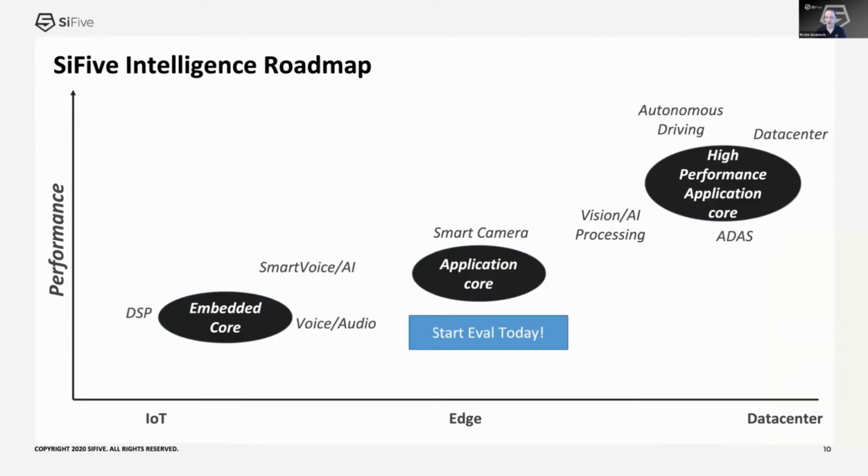So we're developing a whole line of vector intelligence cores. Today, I'll be talking about the middle core, the application core. As I said, you can start evaluating that today, but we are developing a full line of vector intelligence cores, ranging from small embedded cores targeting DSP, voice and audio applications, all the way up to very high performance application cores, maybe suitable for example for autonomous driving, ADAS, and higher end data processing. We intend to bring this instruction set across the whole range of the core family, and also a common software infrastructure across all these core families.